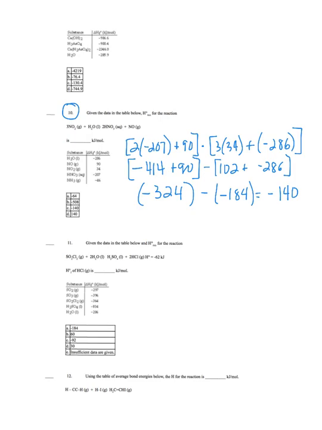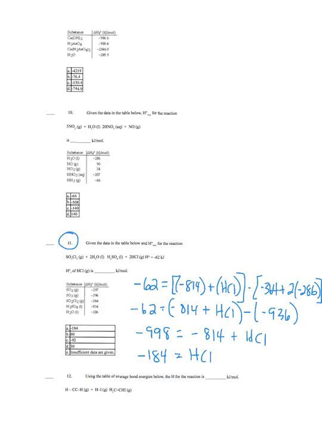Again, summation equation. Don't forget your coefficients. Don't forget to do products minus reactants to get your enthalpies, and you end up with negative 140.